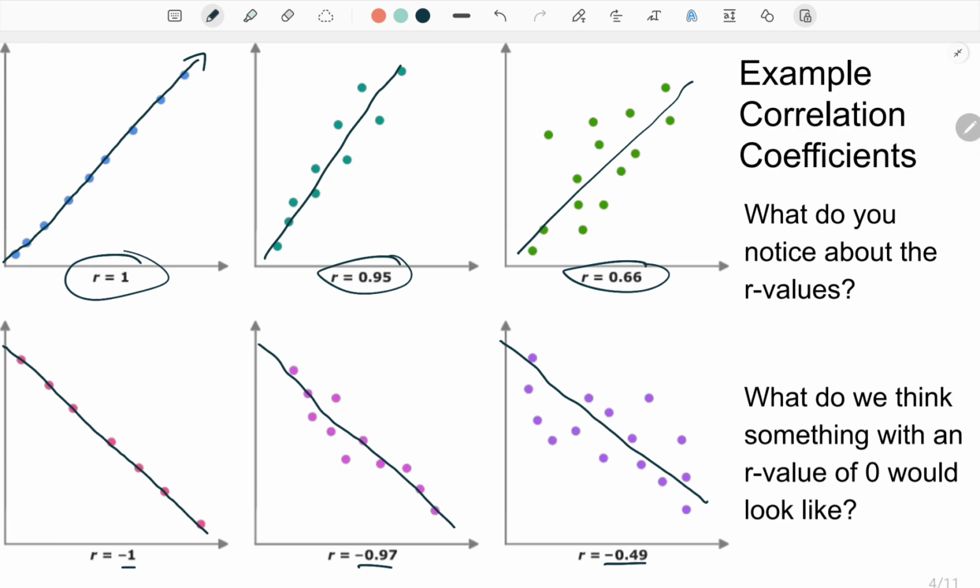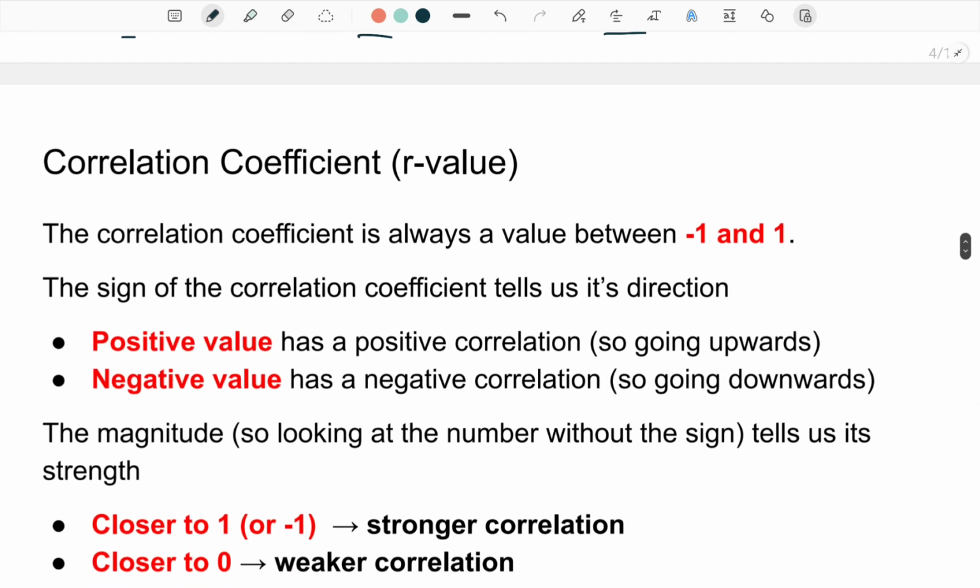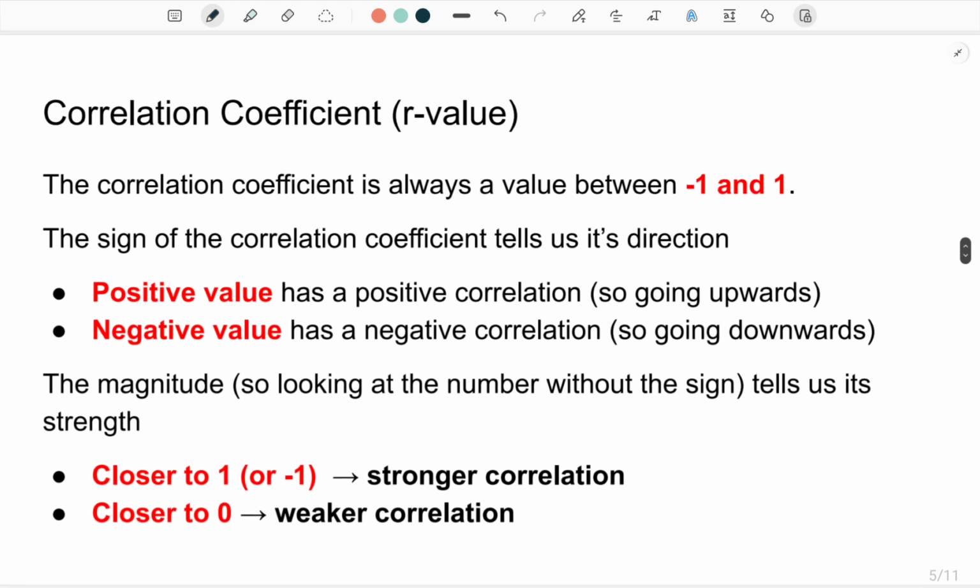So let's actually precisely define what this all means. In your notes, you can get these parts down. The correlation coefficient is always a value between -1 and 1. What's important is the sign of it, that, as we saw, tells us the direction, or what kind of correlation it is. A positive value is just a positive correlation. A negative value is just a negative correlation. Then we also have the actual value of the number. I'm going to say we're going to look at the magnitude, which means just looking at the number without the sign.